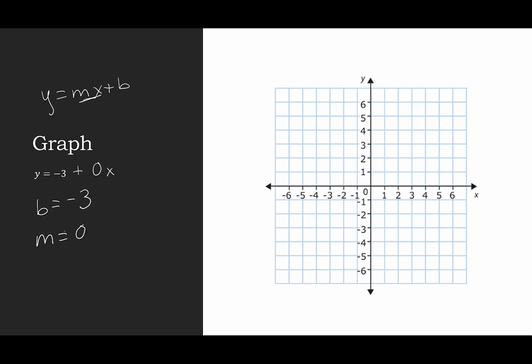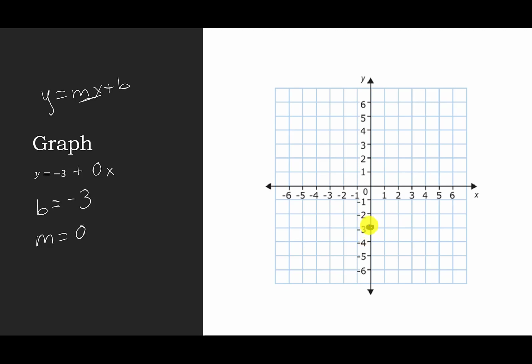So we said, what do we do when the b's not there? We make it 0. What do we do when the x is not there? We say, oh, that must mean that the slope is 0. So zeros are our go-to anytime something is missing. We're going to start at this y-intercept of -3, and then the slope says 0.